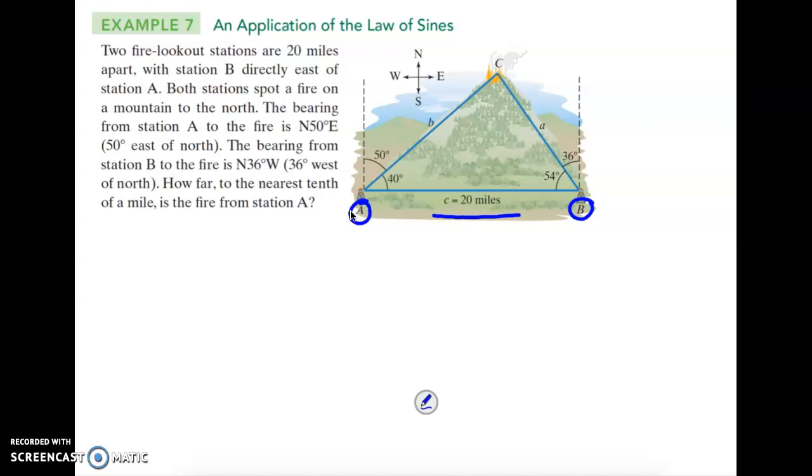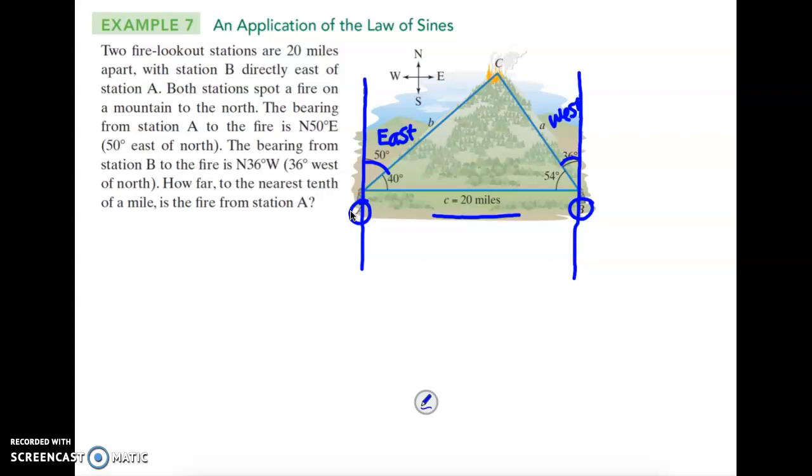They begin with bearings. So we did learn about bearings in Unit 5, where you go north to south. So the first bearing in the north-south line is 50 degrees to the east. So this direction is east. The other bearing on station B, here's your north-south line, is 36 degrees to the west.